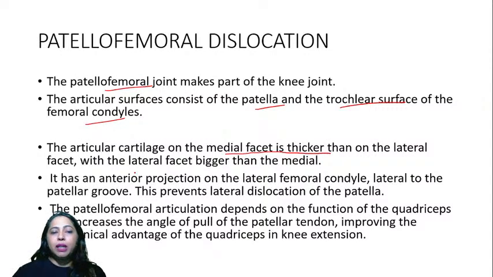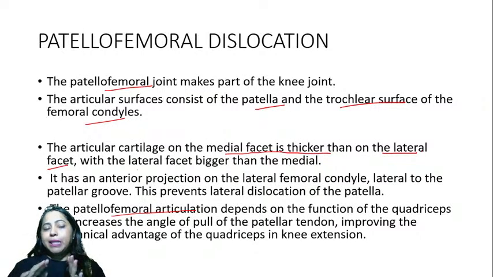The facet on the lateral side is bigger. Now it has an anterior projection on the lateral femoral condyle as well. So here the main thing that we are looking at is the patellofemoral articulation. It depends on the function of the quadriceps, how strongly the quadriceps muscle is functioning, and the angle at which the patella bone is held in place. All this will help in knee movement.